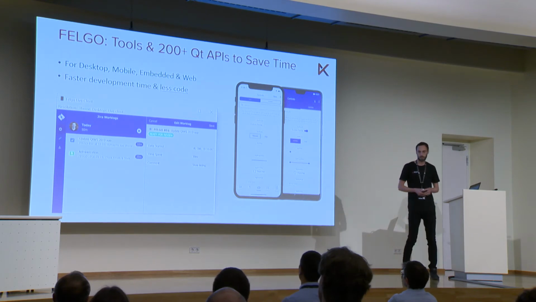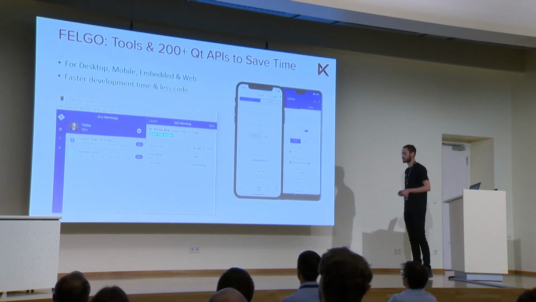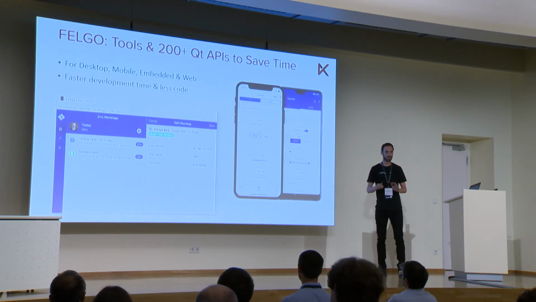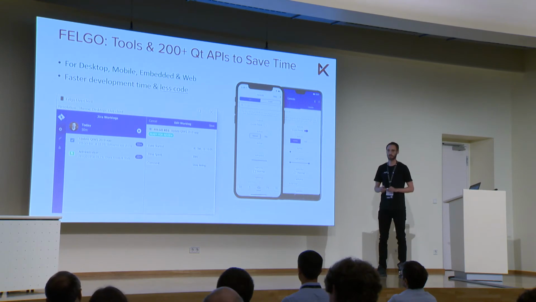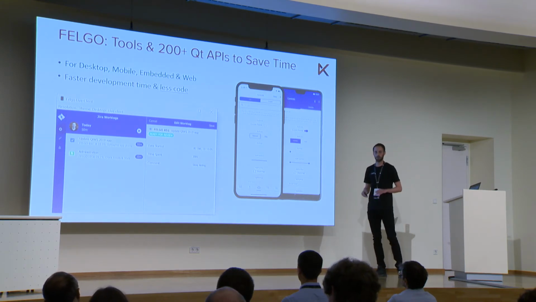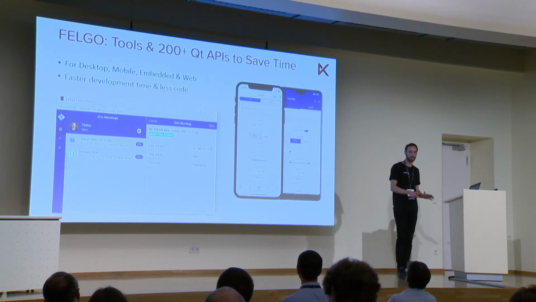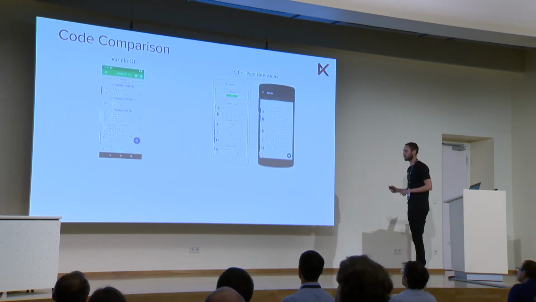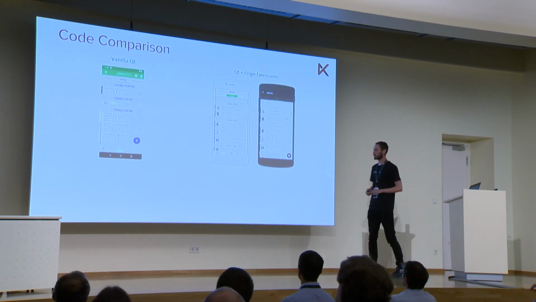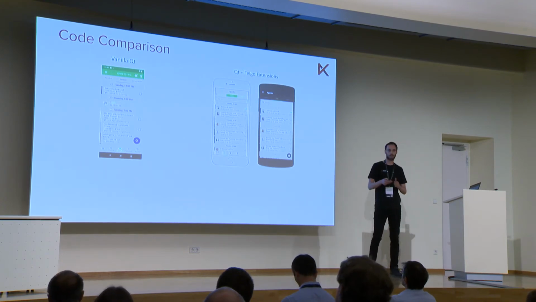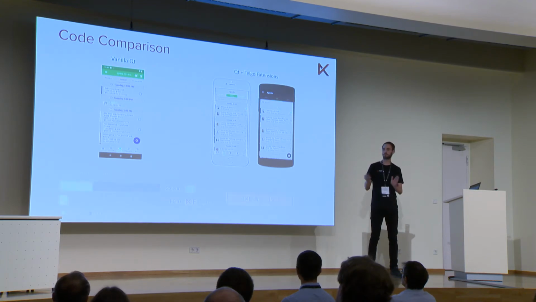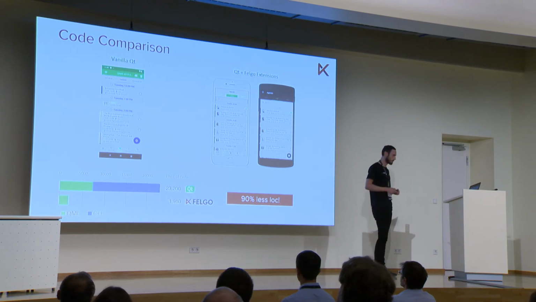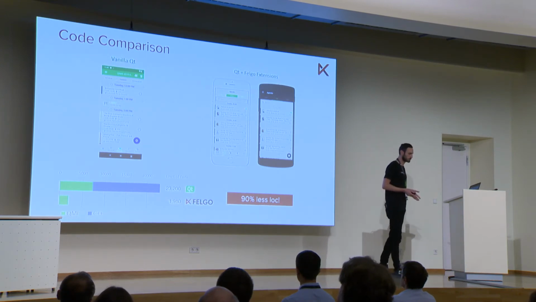There is a pretty nice comparison that we did. There are actually two conference applications now in the app stores for the Qt World Summit 2019. One was written with plain vanilla Qt using Qt Quick Controls. On the left-hand side, the right one was developed using Qt and the FELGO APIs on top of it. And when you have a look at the code of these two, you can see there is a really big gap between the two. It's more than 90% less code. So how is that possible?